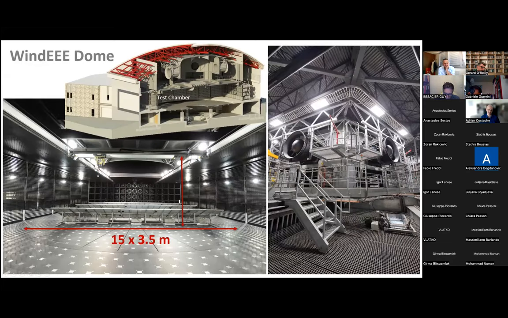In terms of the Windy Dome, it's a fairly large facility for straight flows. We have a section of about 15 meters by 3.5 meters. It's a bit more restricted for downburst and tornado, to about 5 meters by 3.5 meters. The actual chamber is 25 meters wide, the 15 meters being the area that is considered applicable for the kind of models that we can actually have inside.